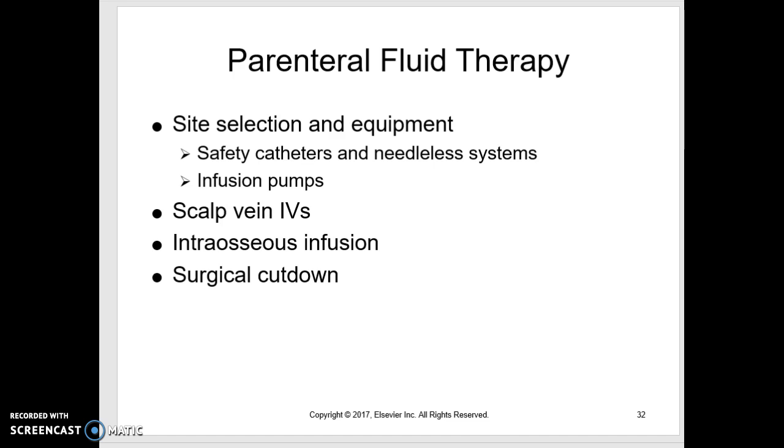And then a surgical cut down. If we can't get an IV in, it's essential to get it. The surgeon, or the physician, makes a little incision on the skin so that they can see the vein, and then the IV is put in.